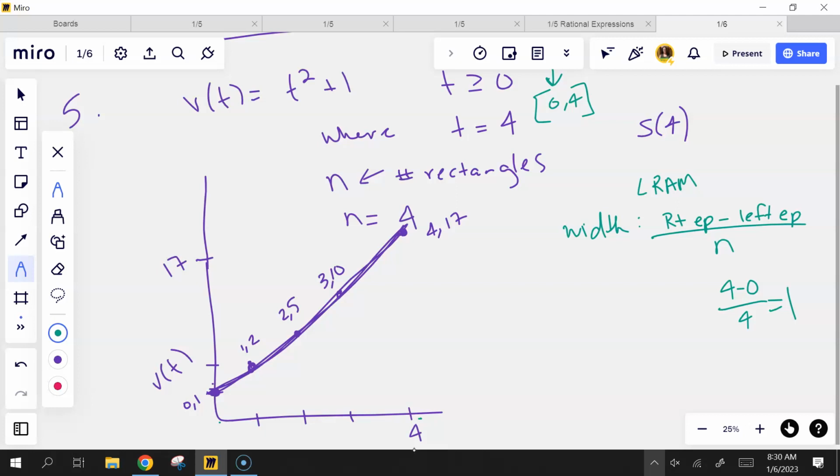Because I'm doing left RAM, that means I need to start at the left endpoint first to make my rectangle. So I'm going to start at this left endpoint, and I'm going to come straight across from here until I go across 1 unit, because that's my width, and then come down. So there's rectangle number 1. Rectangle number 2 is going to start on the left side of the rectangle again. Come down. It's going to go straight across until I'm at the end of that interval.